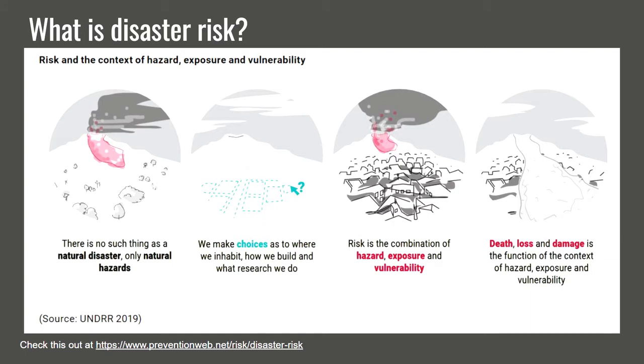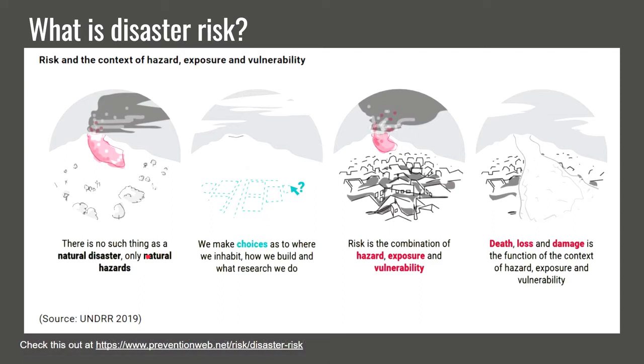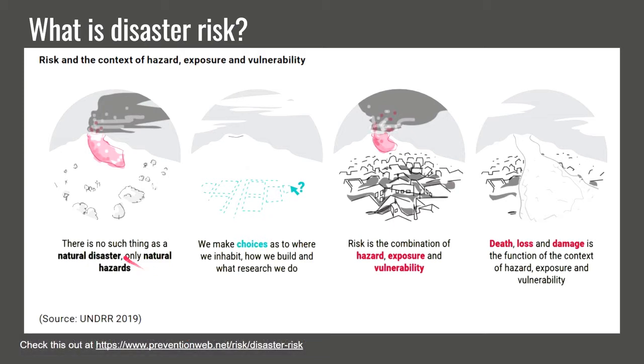Again, as a review, we've talked about this in the previous video series on basic concepts. No such thing as natural disaster. We just have natural hazards. We just have volcanic eruptions. We just have earthquakes. We just have tsunami. We just have hydrometeorological hazards. All of them occur in nature, naturally. Disaster only happens if we fail to prepare for them.